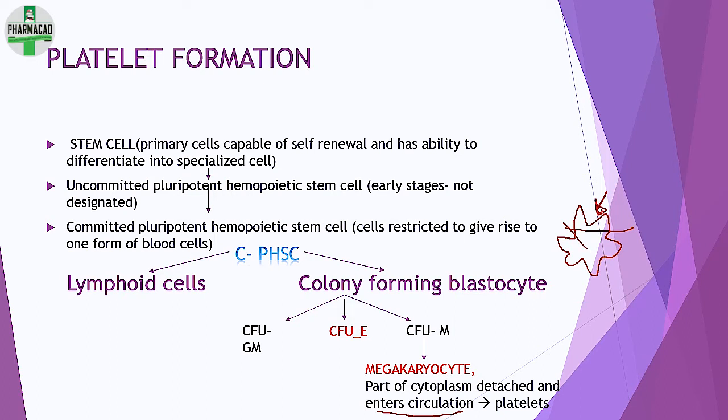It could be like this, it could be in any way. The bigger star-shaped cell is known as a megakaryocyte, and its parts that enter the circulation are known as platelets. Okay, I hope this is clear. Stem cell, uncommitted pluripotent hemopoietic stem cell, committed pluripotent, also known as CPHSC, then colony forming blastocyte, CFU-M, megakaryocyte, and then ultimately platelets.